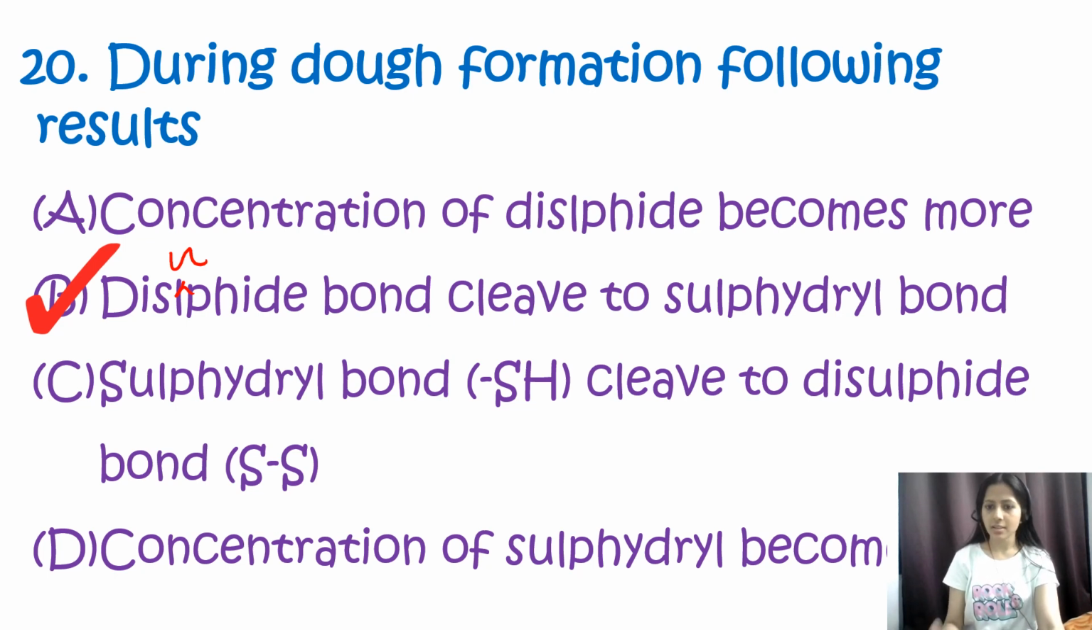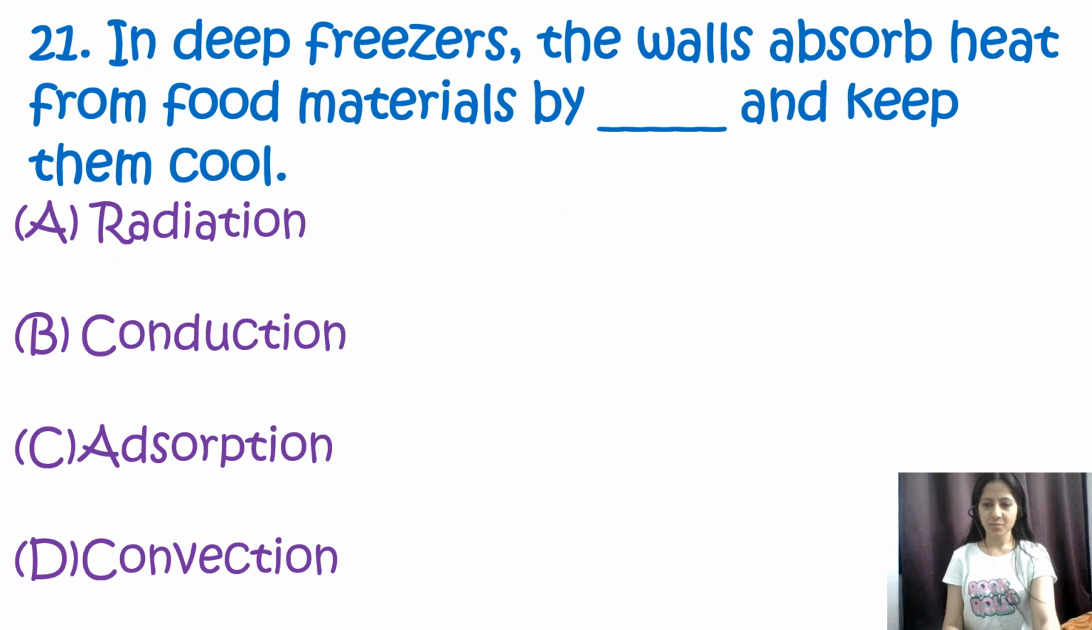As a result, the sulfhydryl groups, that is the SH groups, become more available, and then they form new disulfide linkages or bonds with other sulfhydryl groups, which leads to the formation of the gluten network, and this process continues. That's why a gluten network is formed. So my option, that is disulfide bond, it cleaves to the sulfhydryl bond, this statement is correct. Next, question number 21.